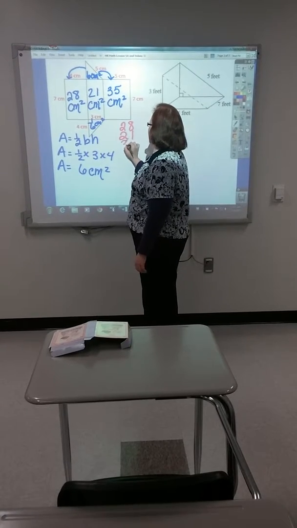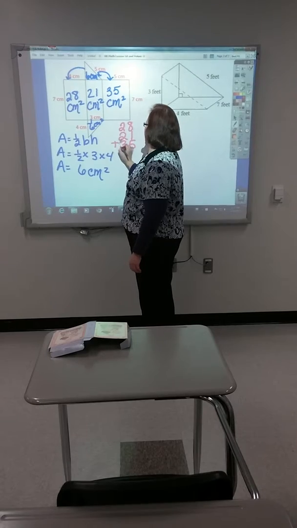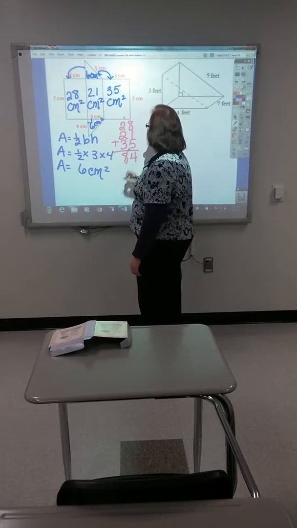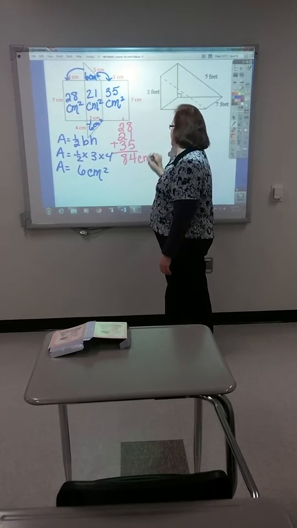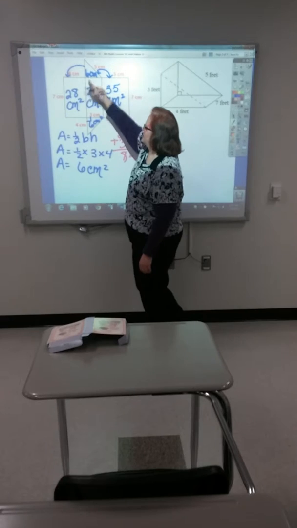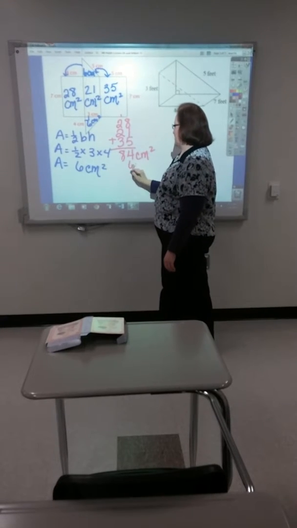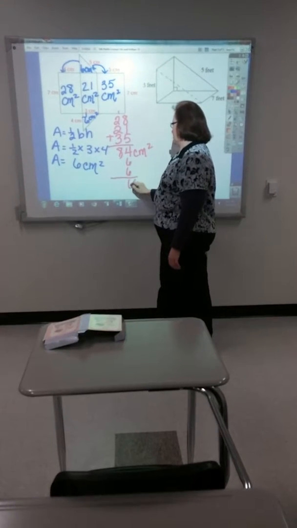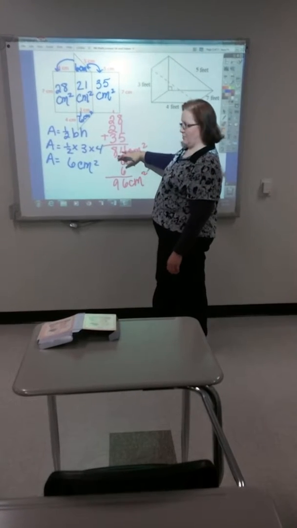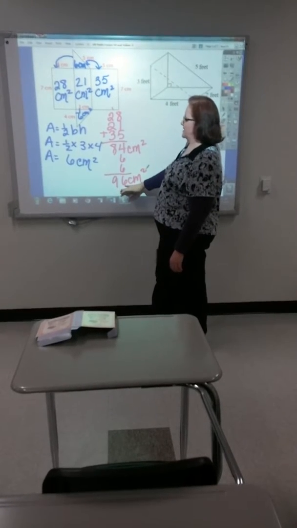28, 21, and 35, 84 centimeters squared. That is our lateral. To take it the rest of the way to total, we would simply add in our two bases, taking us to 96 centimeters squared. Lateral without the bases, total with the bases.